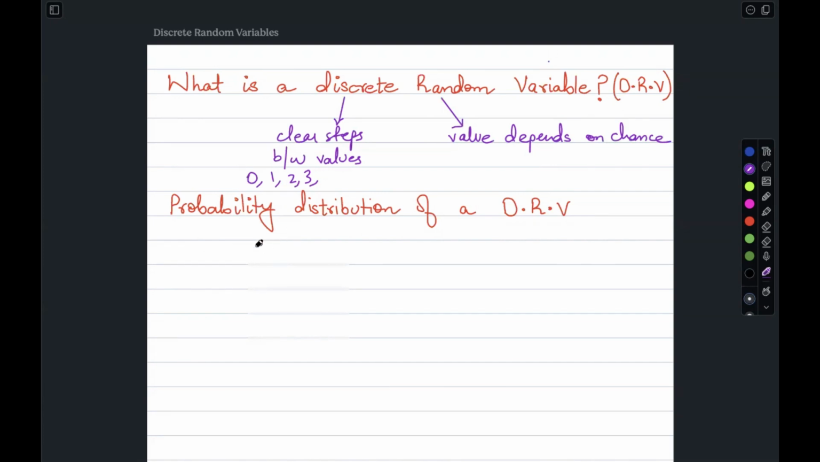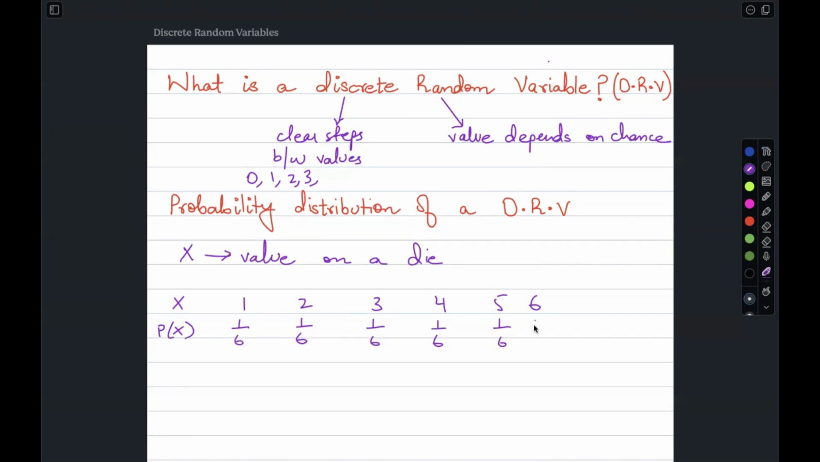As an example, we can take the roll of a die. Let's say X is the value that we get on a die. So we know that when we roll a die, there are six possibilities: 1, 2, 3, 4, 5, and 6. Now, the probability of each of these values is 1 upon 6. So we can just write 1 upon 6 with each of these numbers. And this is called the probability distribution table of a discrete random variable.